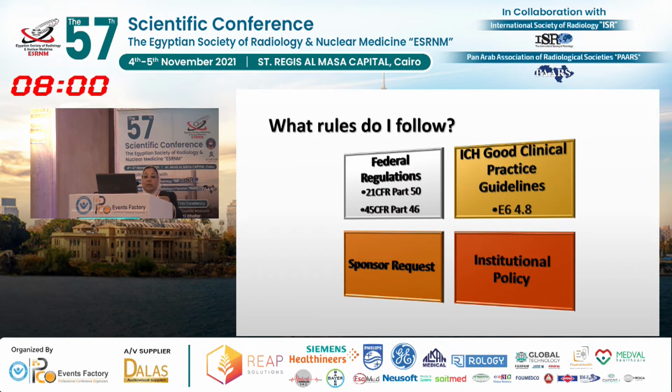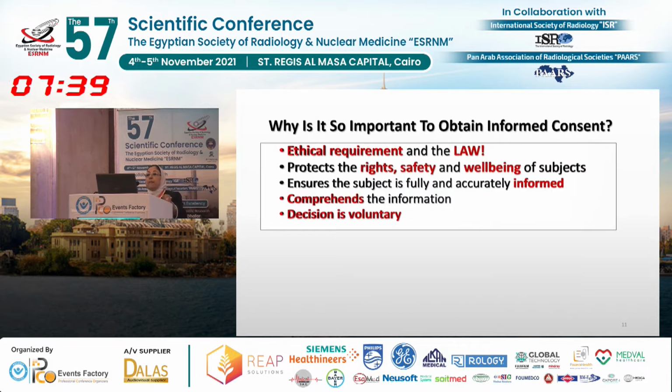So what rules do I follow when I am going to obtain an informed consent? The federal regulations, the ICH GCP, the sponsor's requests, and institutional policies. You can see the articles from both the federal regulations as well as ICH GCP.